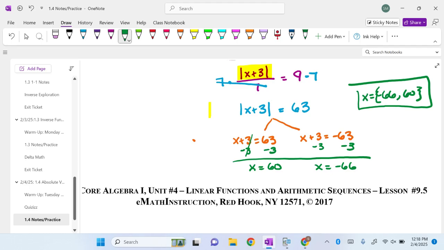So again, you don't have to always write in set builder notation. Just get into the habit of it because it makes it easier to see where your answer is. But if you leave it like this, I'm fine with that too. It's not going to bother me, as long as I can accurately see where your answers are.